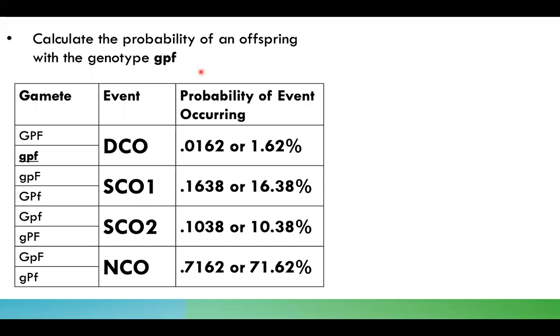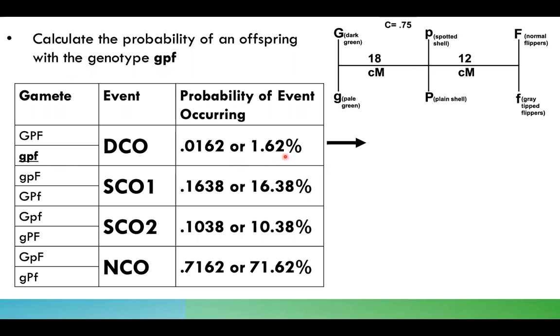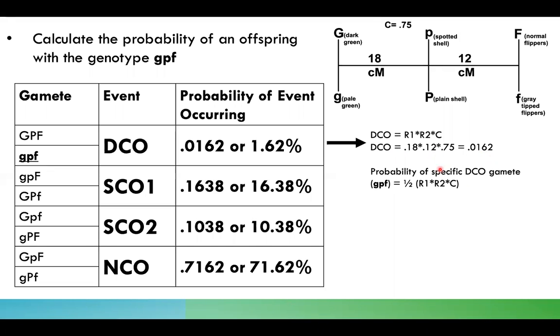So if you want to calculate the probability of an offspring with a specific genotype of little g, little p, little f, you would go to the chart, and you would see that it occurs as a double crossover event. So this probability I've calculated right here gives us the probability of any double crossover event occurring. As you can see, this is the equation I used. Then I plugged in my values and I get 1.62%. However, to find the probability of a specific DCO gamete, you would take 1/2 of that percent. So when I do that, I get a 0.81% chance of there being a little g, little p, little f gamete.